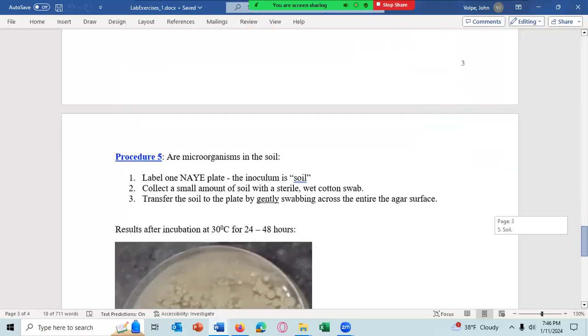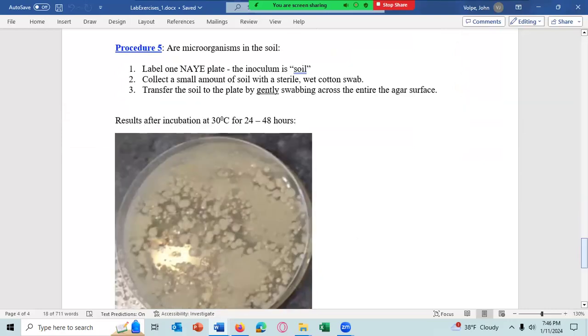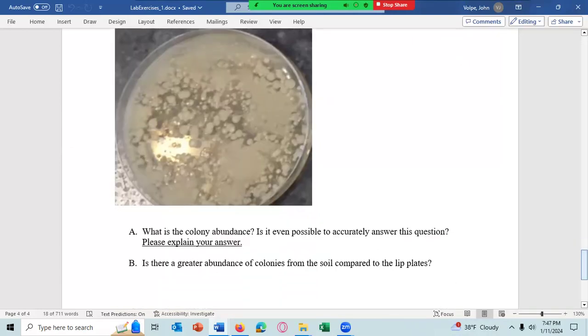And then procedure 5 are microorganisms in the soil. What we did was we took a little bit of soil and then put it in a tube of water. We then inoculated that tube of water onto a plate, getting this soil bacteria growth on the agar plate. And then answer the questions.